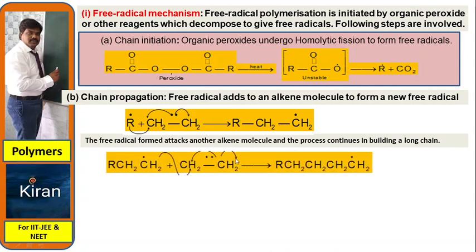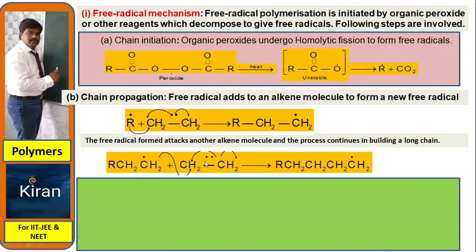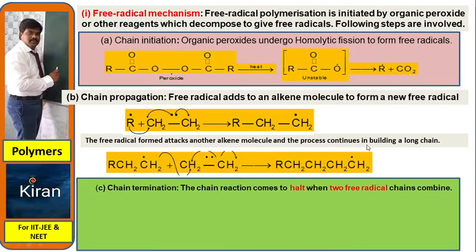Like that, this process will continue and we'll get a very big molecule. It will continue on and on. That is called chain propagation. And finally, the third step, chain termination. The chain termination comes to a halt when two free radical chains combine.